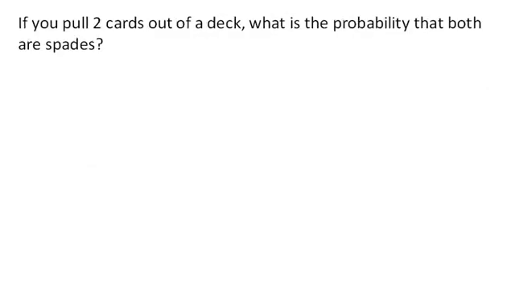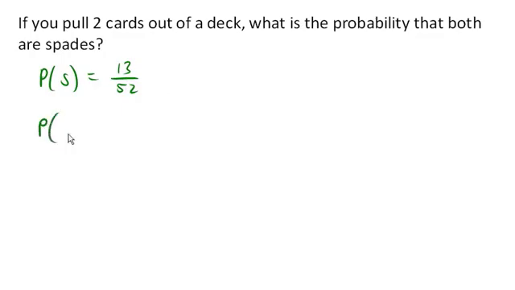So let's look at a couple more conditional probabilities. Suppose you pull 2 cards out of the deck. What is the probability that both are spades? So the probability that the first card is a spade: there are 13 spades out of the 52 cards in the deck. So that's the probability that the first card is a spade.